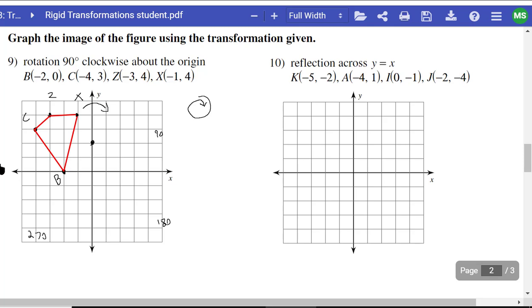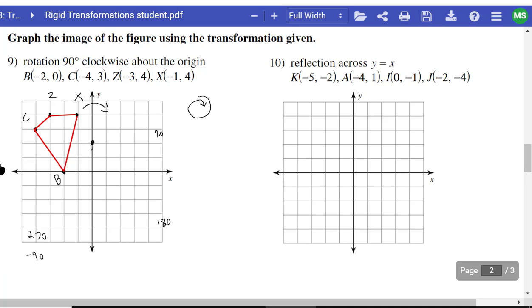It's because he's moving. So if he's on the x-axis, he's now going to be on the y-axis right here. Now, if it was counterclockwise, it'd be going the other way. Like, hey, this is now counterclockwise going this way. And so B would be right here. But we're not going counterclockwise. We're going clockwise.